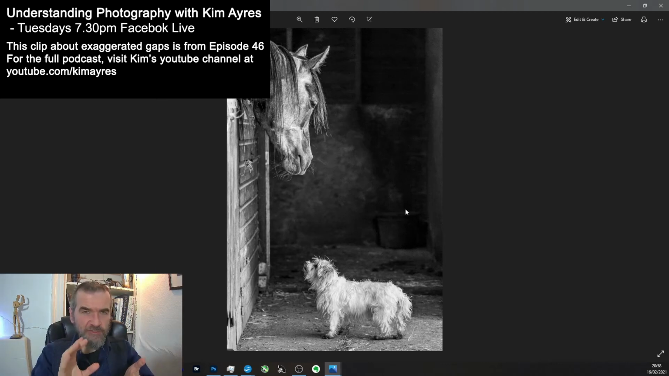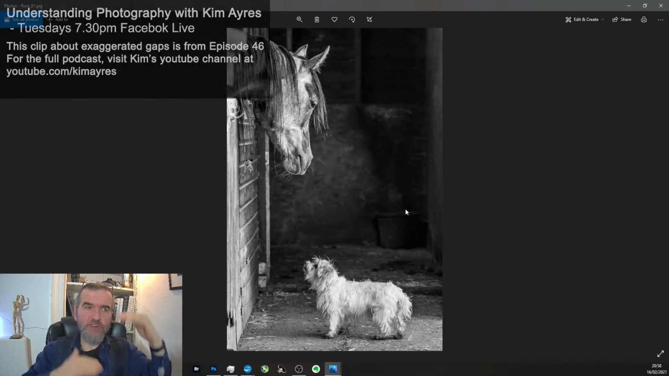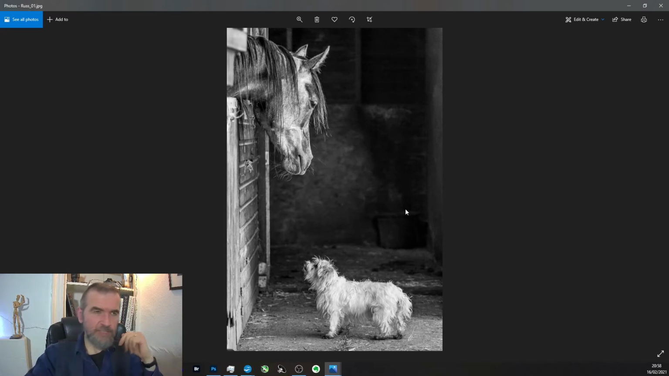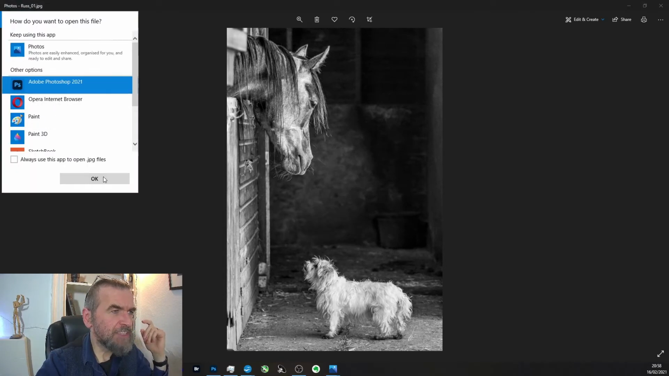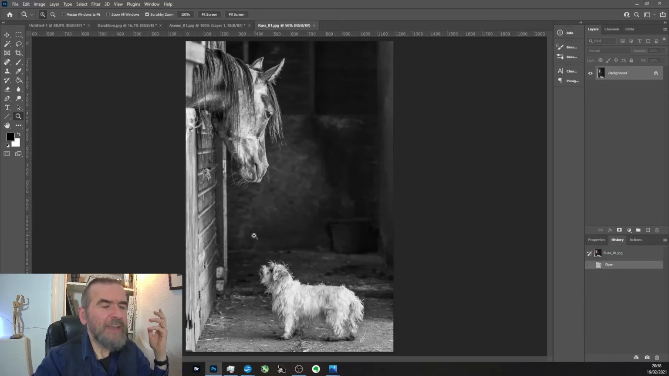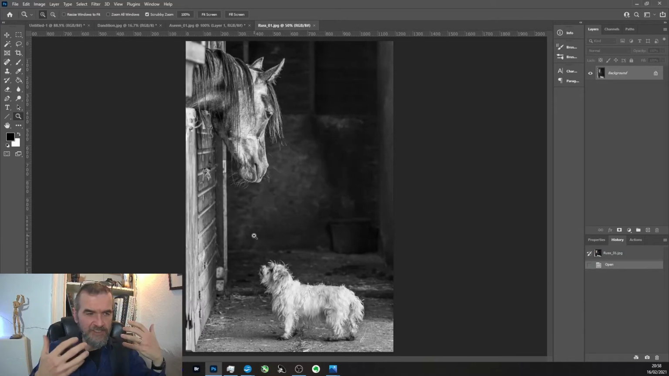The only thing that strikes me about this is essentially the gap. The gap between the horse and the dog is big. Now, in reality it's not particularly big, but in terms of the frame of the picture, it's pretty big. And one of the problems with photography is that cameras exaggerate distance. And the closer you are to something, the more exaggerated that distance becomes.